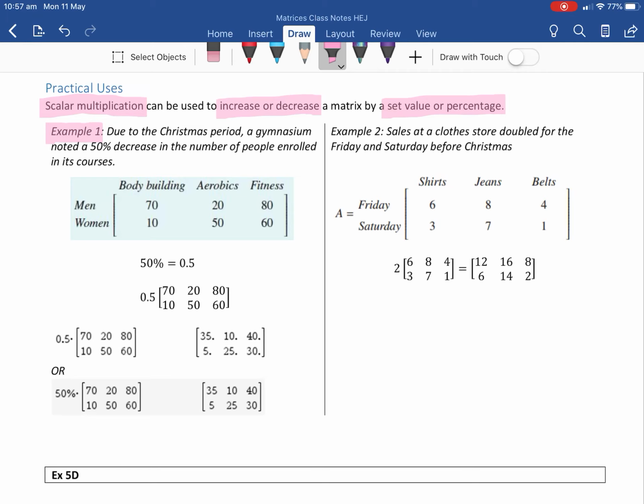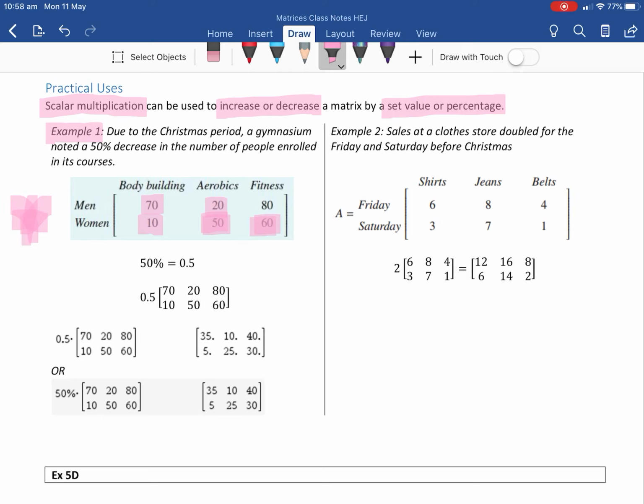So for example 1, we've got, due to the Christmas period, a gymnasium noted a 50% decrease in the number of people enrolled in its courses. So this is their normal matrix at the gym. For bodybuilding, they usually have about 70 men enrolled in their course. Or you could add them up. So for aerobics, they have 70 people enrolled for that. Or you've got 60 women apply for fitness. Or you could go across and go, well, there's 10, 50 and 60, what's that? 120 women enroll in their courses.